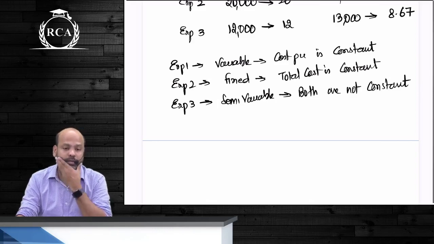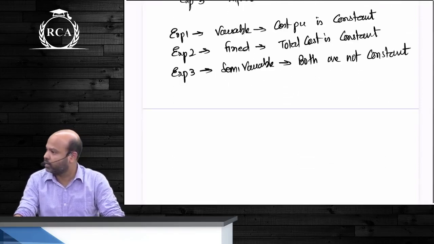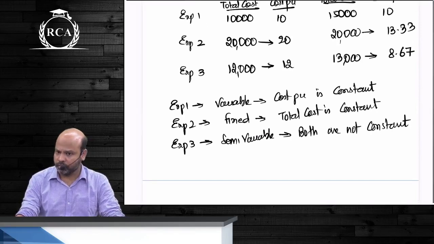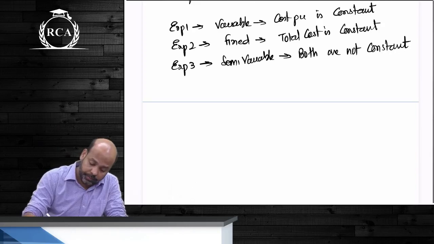Are we all done till this point? Now, segregation, guys. Are we all done till this point? So I told you, beta, that this 12,000 rupees represents what?